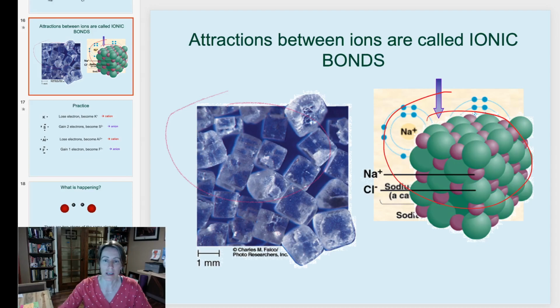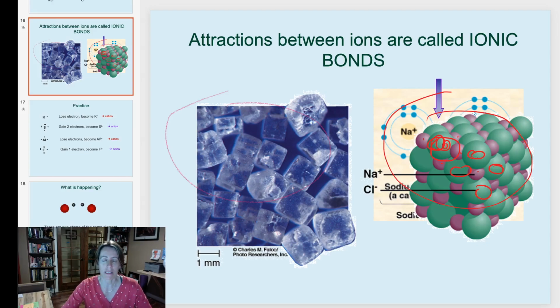And you can see in the diagram here how they're kind of packed together. So every single one of these green chlorides has positive sodiums clustered around it, and every positive sodium has negative chlorines clustered around it. And this attraction between these ions is what we call an ionic bond.